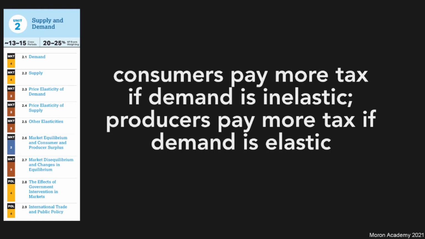And the last thing you need to know about taxes and government intervention for this unit is that consumers pay more tax if demand is inelastic, and producers pay more tax if demand is elastic. If you want to know why, I suggest you graph it out and try to plot the consumer and producer surplus for yourself when it's inelastic, unit elastic, and elastic.